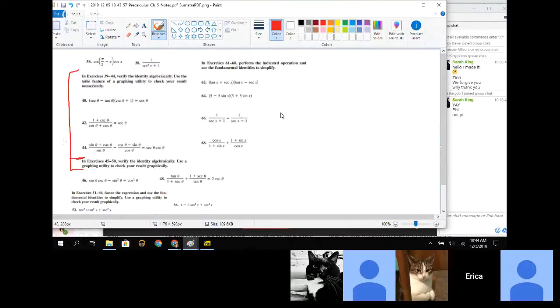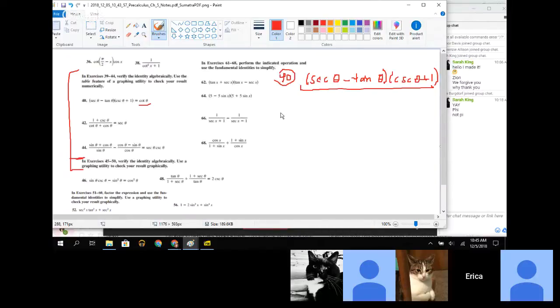So what I mean by that is if I'm doing number 40, it says that I have the secant of theta minus the tangent of theta times the cosecant of theta plus 1. And I know that this should equal the cotangent of theta. So what I need to do is take this and simplify it down to get the cotangent of theta.